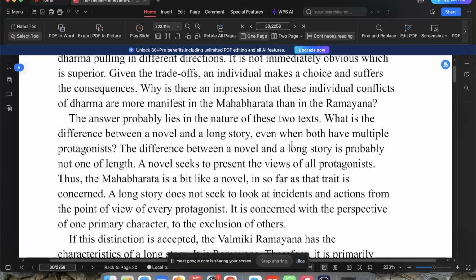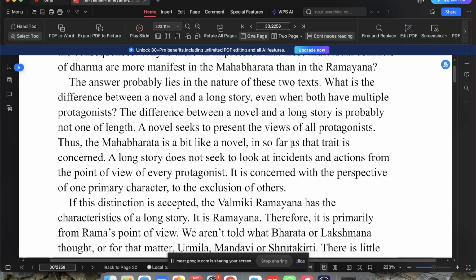So the difference between a novel and a long story is probably not one of length. A novel seeks to present the views of all protagonists. Right? Thus, the Mahabharata is a bit like a novel insofar as that trait is concerned.